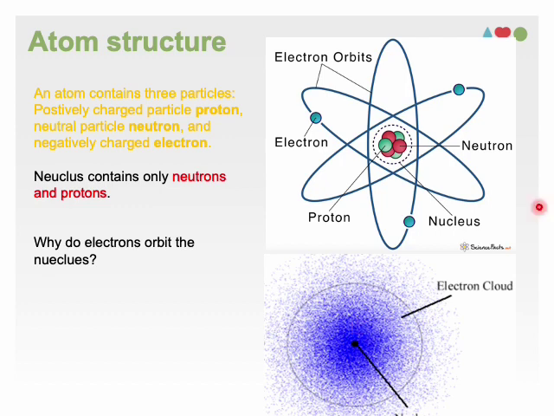Why do electrons orbit the nucleus? The atomic structure is held together by the electromagnetic force between the positively charged protons in the nucleus and the negatively charged electrons. This force keeps the electrons in orbit around the nucleus and prevents them from colliding with the protons.